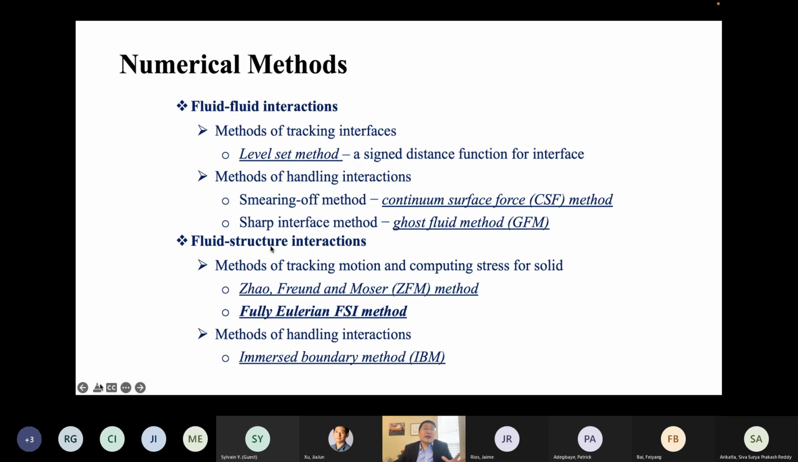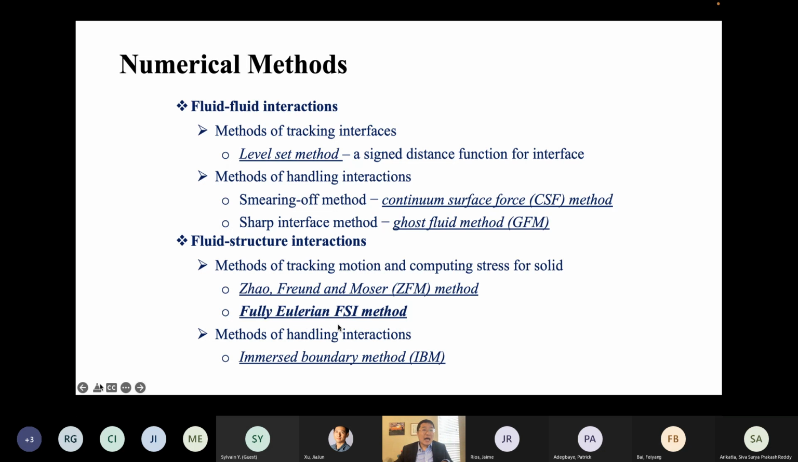In the fluid structure interaction, we also compare two methods. One is in the literature, the ZFM method. The other is the one I developed in this research, called the fully Eulerian FSI method. We are going to see them. For handling the interaction, we use something very similar to CSF, called the immersed boundary method for fluid structure interaction, which is very similar to the fluid-fluid interaction's continuum surface force method. So that is a brief introduction of the numerical methods.